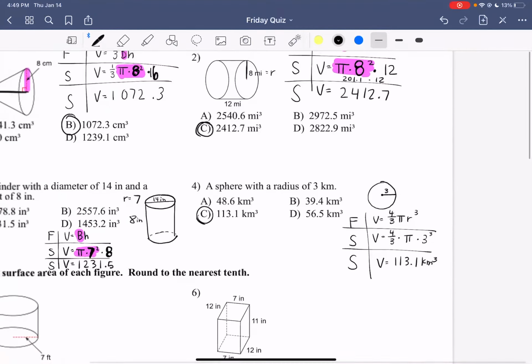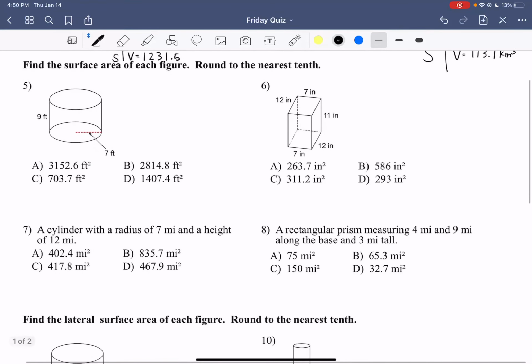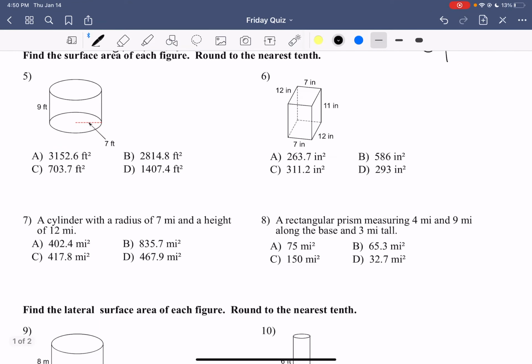Okay, so those are our first 4. So those were all dealing with volume. So we're going to switch gears, and now we're going to be finding the surface area. So now we have the surface area. And again, remembering that unless it says lateral surface area, we're going to be finding total surface area.